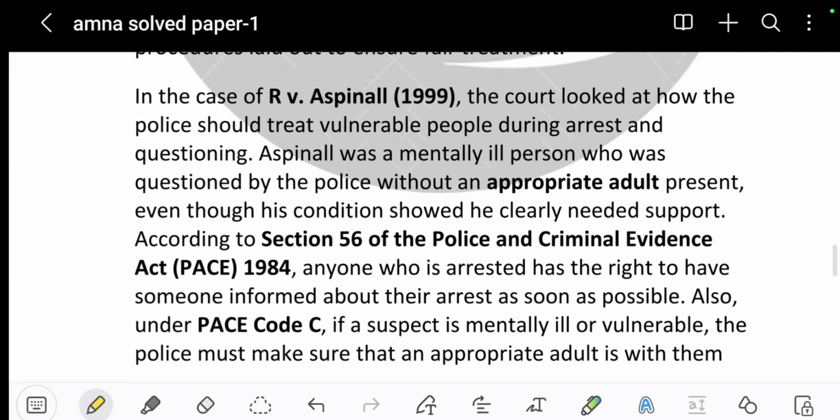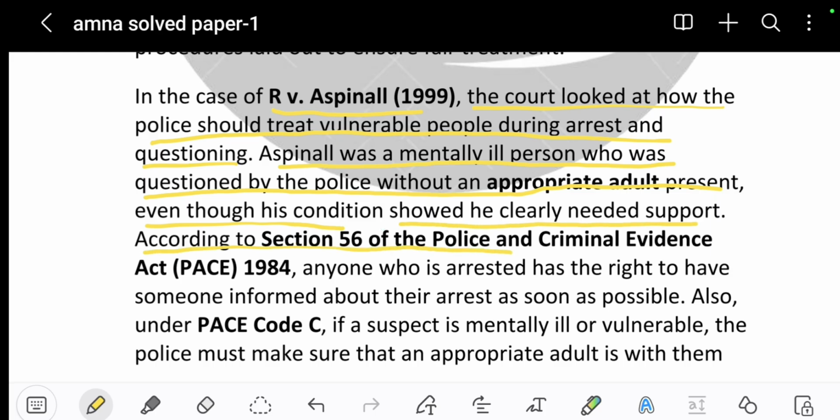In this paragraph I've added the same case that I added in the previous question. This was R v Espinal 1999. In this case, the court looked at how the police should treat vulnerable people during arrest and questioning. Espinal was a mentally ill person who was questioned by police without an appropriate adult present, even though his condition showed he clearly needed support.